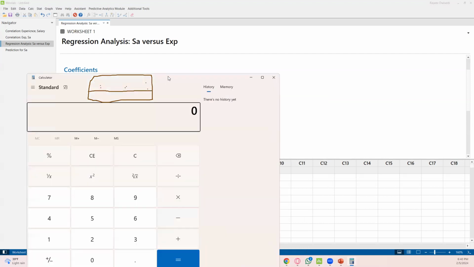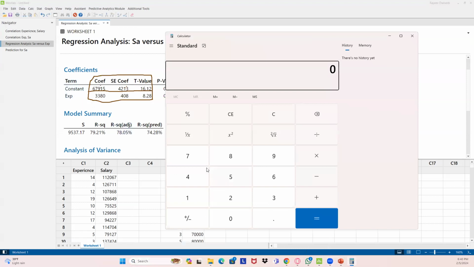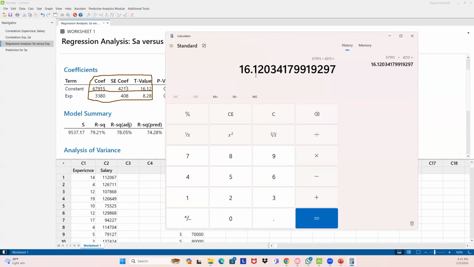So 67915 divided by 4213. Let's see what is the value. We get 16.212, which is the t value. So if you know the t value and the standard error of the coefficient, you can get the coefficient. So this is the t value. Similarly, basically they are interrelated. Two values, you can calculate the third value.